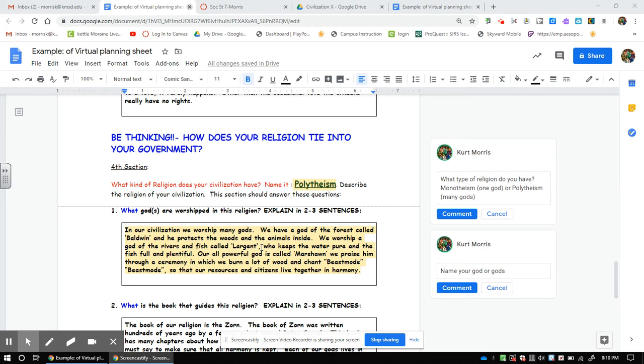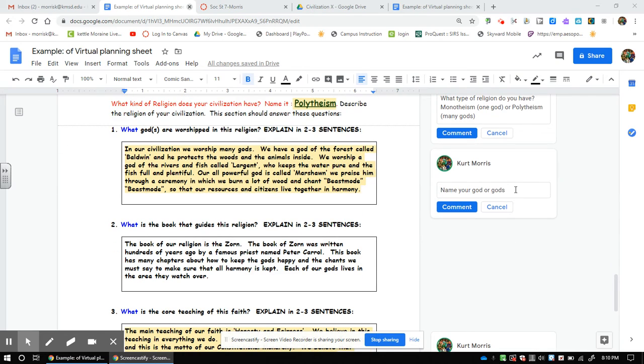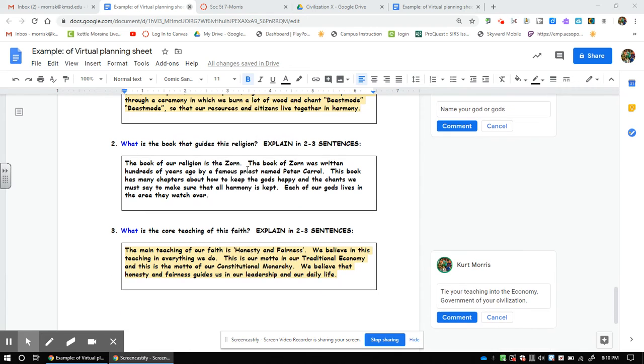and plentiful. Our powerful God, all powerful God is called Marshawn, like Marshawn Lynch. We praise him through a ceremony in which we burn a lot of wood and chant beast mode, so that our resources and citizens live together in harmony. Make sure you name your God and use that theme of your overall civilization. Have fun with it. What is the book that guides the religion?